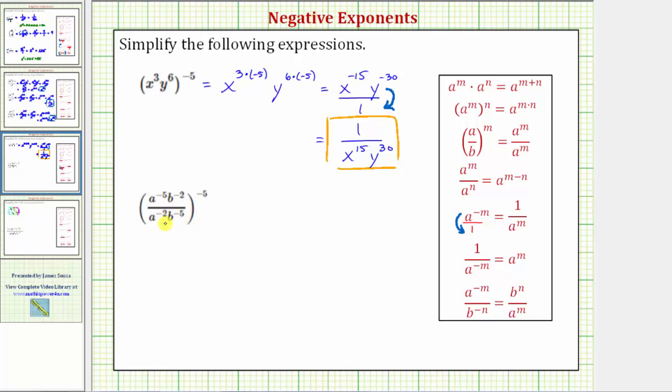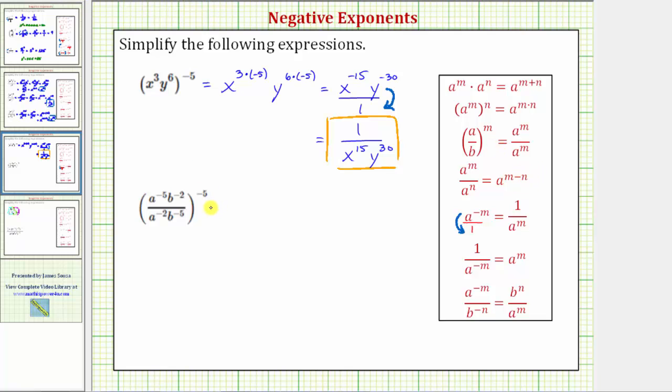So because we're dividing and the bases are the same, we'll apply the quotient property of exponents shown here. A to the m divided by a to the n equals a raised to the power of m minus n. So when dividing and the bases are the same, we subtract the exponents, and it's always the exponent of the numerator minus the exponent of the denominator.